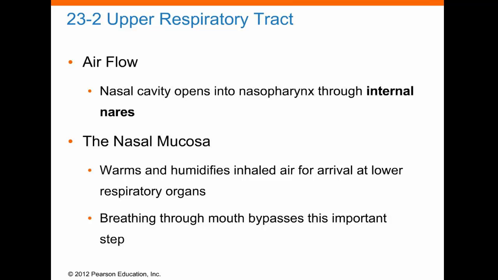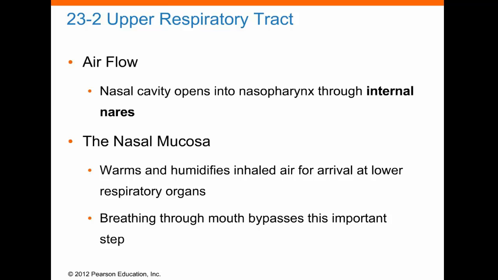The nasal cavity opens into the nasopharynx through the internal nares. Here we have more nasal mucus, which warms and humidifies the inhaled air before it arrives at the lower respiratory organs.